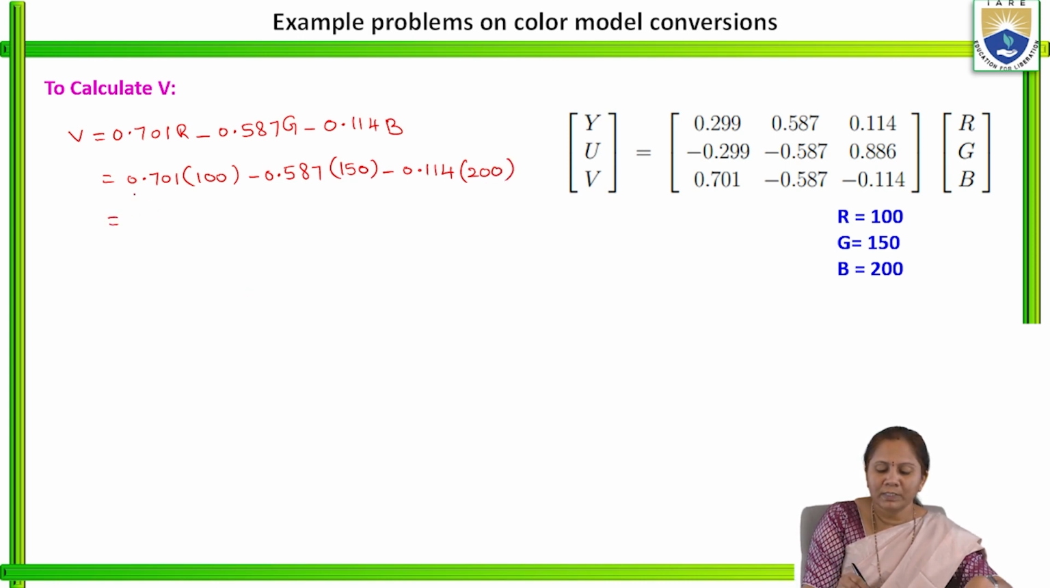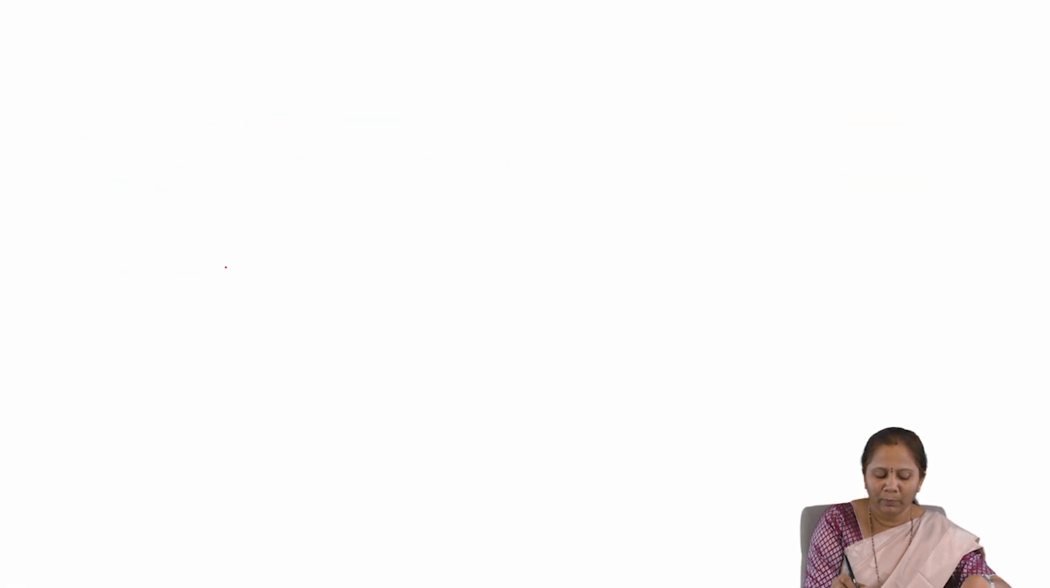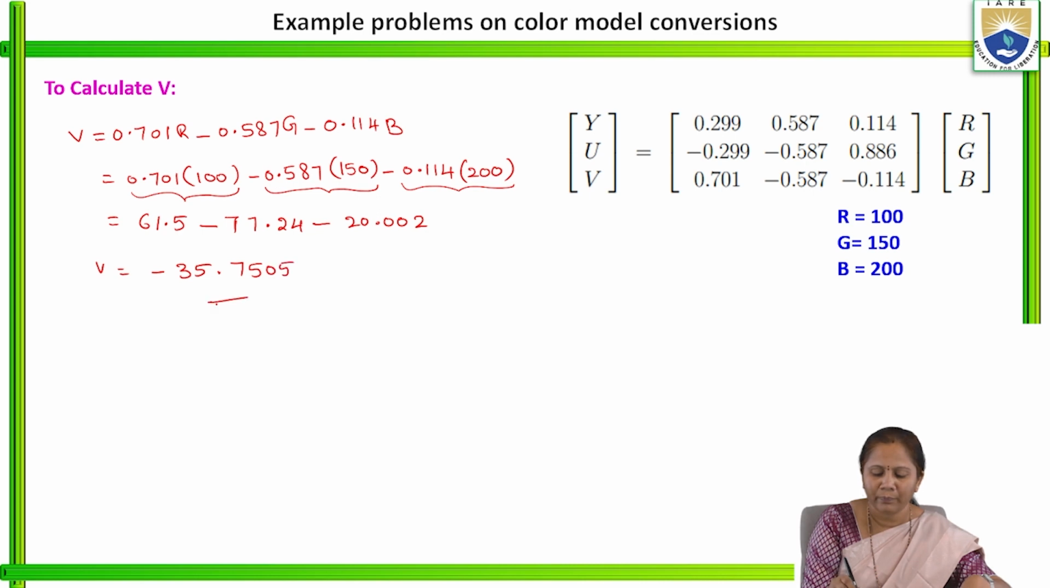If we simplify these terms, we will get 61.5 minus 77.24 minus 20.002. Then the final value for V is minus 35.7505. So this is how we have to convert RGB to YUV.